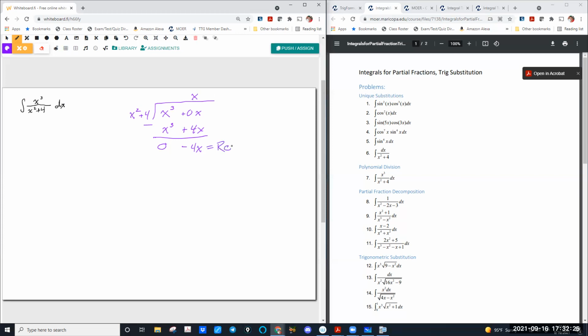This is the remainder. So what we do is we use the remainder theorem to rewrite this. In other words, x cubed over x squared plus 4 is equal to x plus negative 4x over our divisor, x squared plus 4. Okay? That's what's called the remainder theorem.